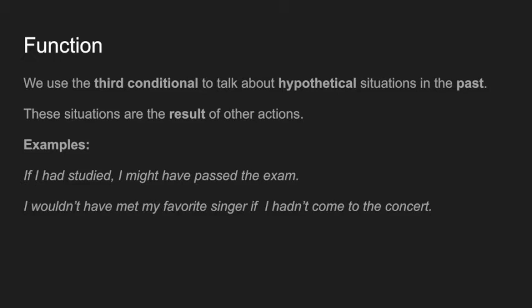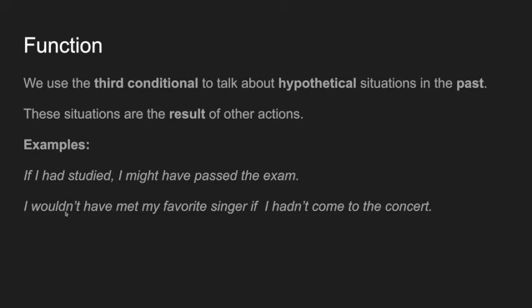Let's see some examples. It says, if I had studied, I might have passed the exam. So these two situations are hypothetical. They didn't happen. He didn't study and he didn't pass the exam. And one is the result of the other. I might have passed the exam if I had studied. So this is the condition. And if this condition is met, if he had studied, he would have passed the exam. When you study, you pass the exam. So this is the result of this other action.